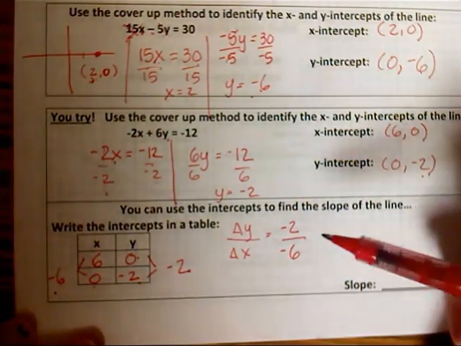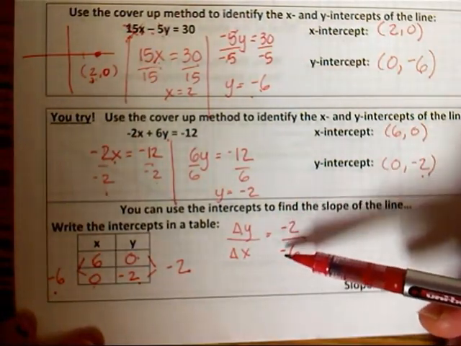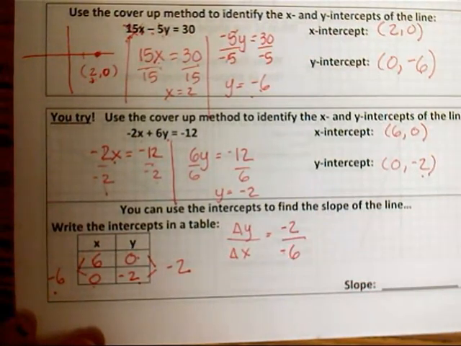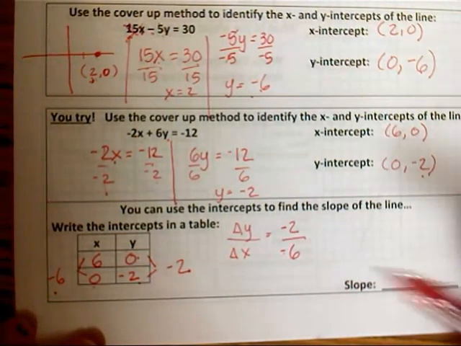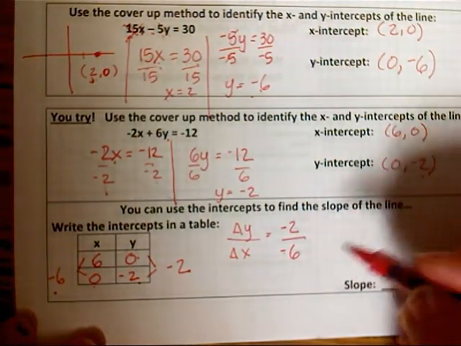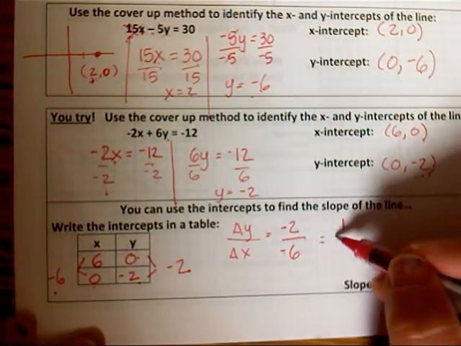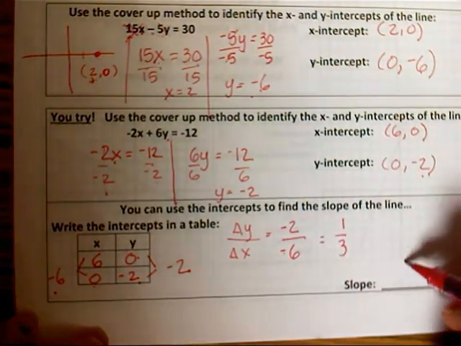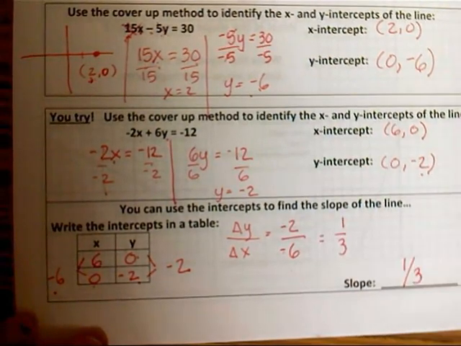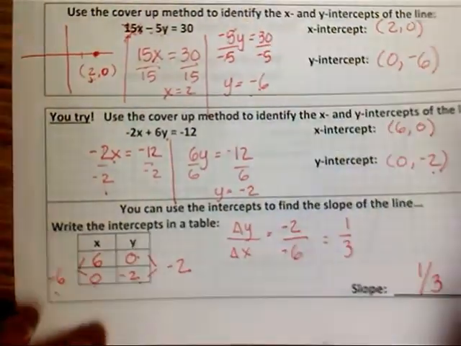-2 over -6. First thing, a negative divided by a negative, my slope is positive because those negatives cancel one another out. 2 divided by 6, well, that reduces to positive 1 over 3. So my slope is 1/3. All right, turn that page over.